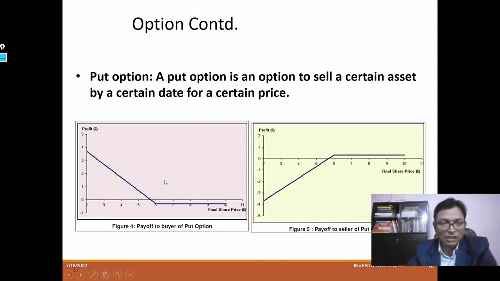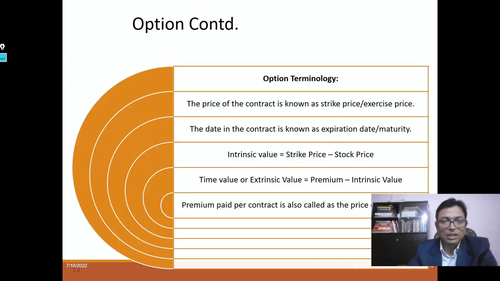So whenever the put buyer gains, the put seller loses, and whenever the put buyer loses, the put seller gains. So this is exactly a zero sum game again. Again, coming to the option terminology, we have many things to know.